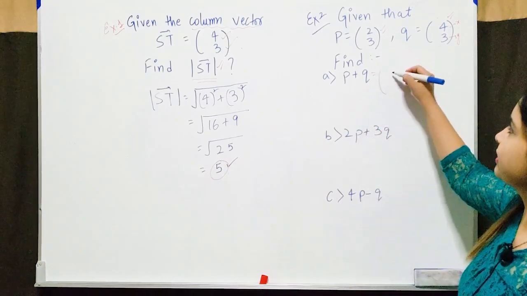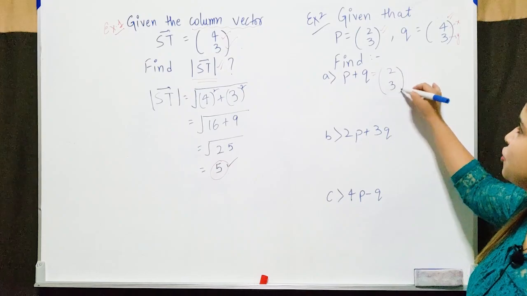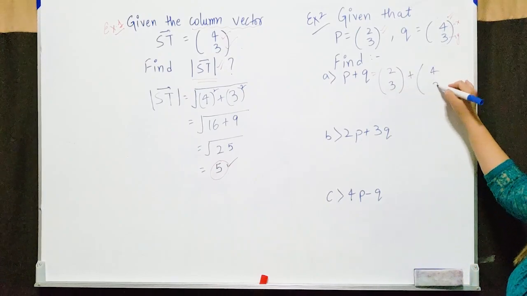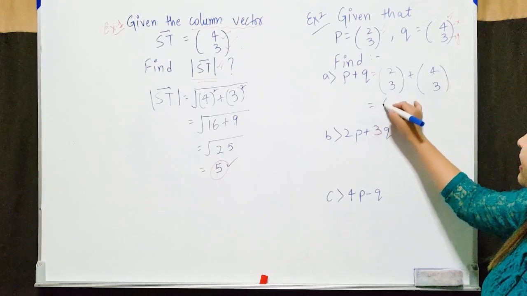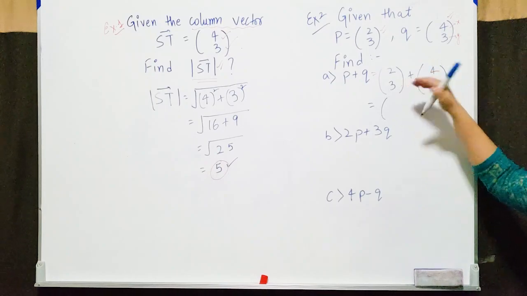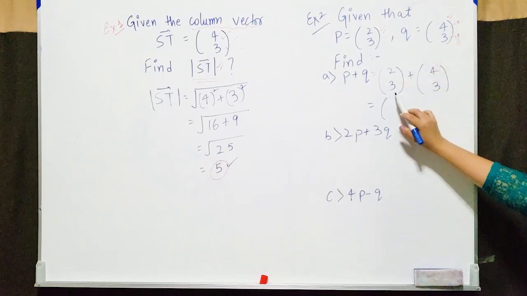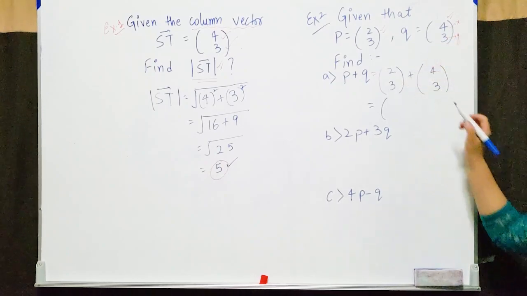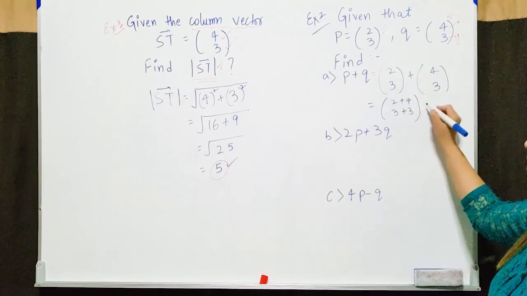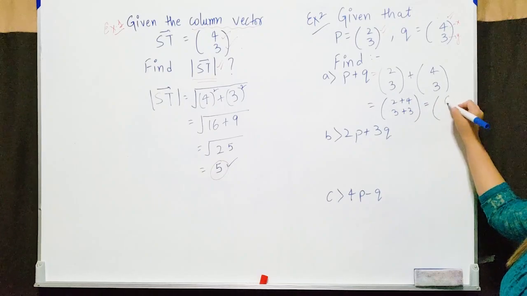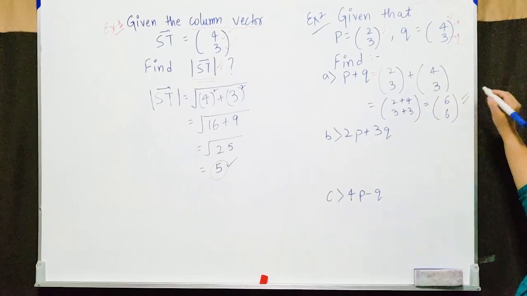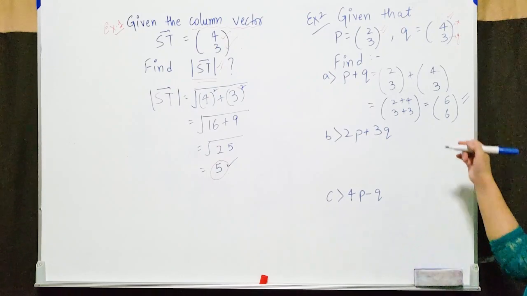First of all, write p. P is (2, 3) plus q is (4, 3). This is equal to, do normal addition. Add the x coordinates together and then add the y coordinates together. So 2 plus 4, 3 plus 3. This is equal to (6, 6). So p plus q is (6, 6).